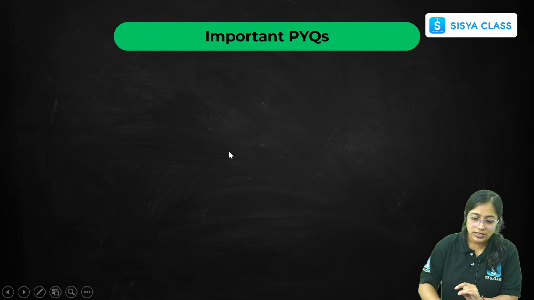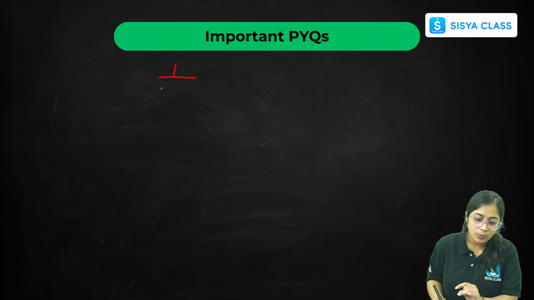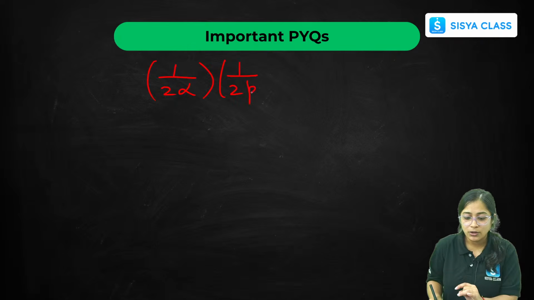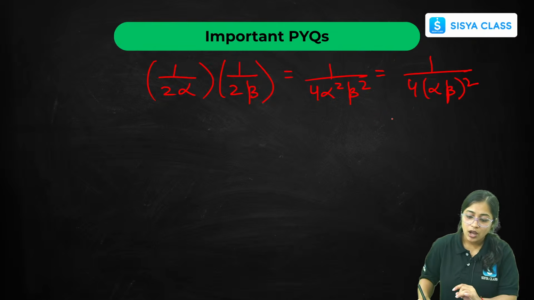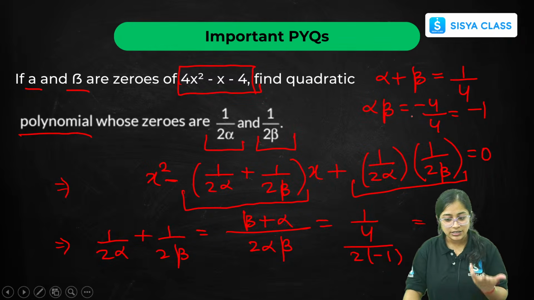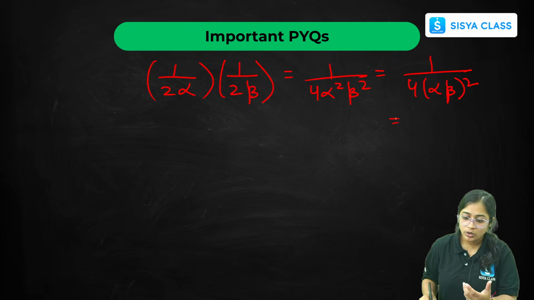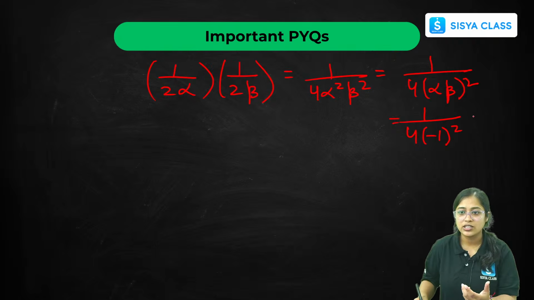Now what is this product? That is 1 upon 2 alpha into 1 upon 2 beta. So this is 1 upon 4 alpha square beta square, right? Now what is 1 upon 4? So this is alpha beta whole square. What is the value of alpha beta? It is minus 1, right? So here you can substitute, it is 1 upon 4 into minus 1 whole square, that is 1. So it is 1 upon 4, right?